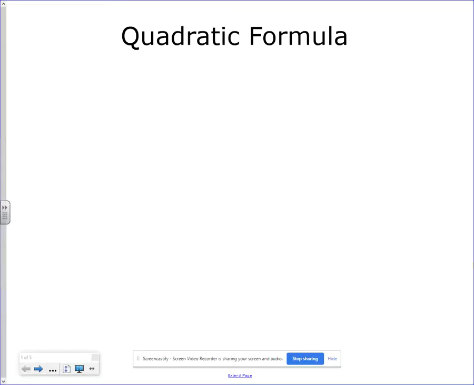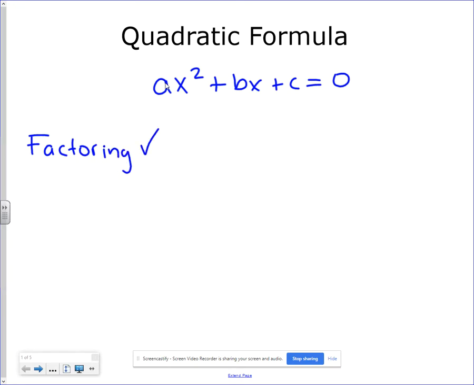So today we're going to be solving quadratic equations by using the quadratic formula. Now, if you recall, a quadratic equation is an equation that's in the form ax squared plus bx plus c is equal to 0. We have solved quadratic equations. The first method that we used was factoring. So you can solve a quadratic equation by factoring, if it factors. But not all quadratic equations will factor. So factoring doesn't always work.